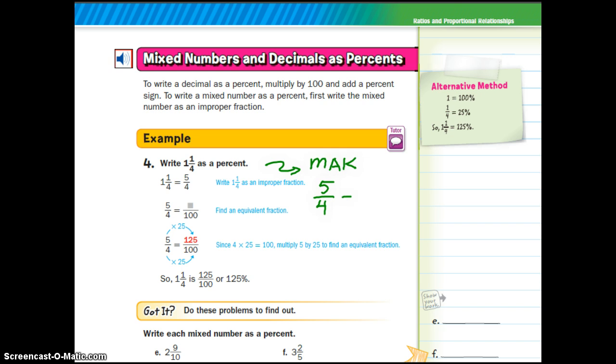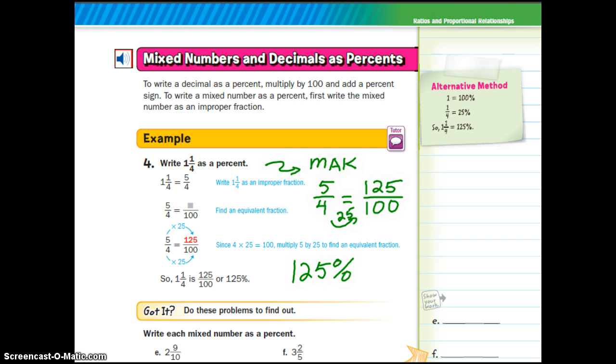Then we need to get it over 100 because we know all percents are numbers expressed over 100. So if we multiply by 25, let's see, that's 5 quarters. 5 quarters is 125. So 125 over 100 we know is 125%.